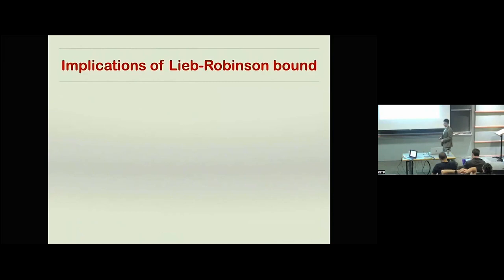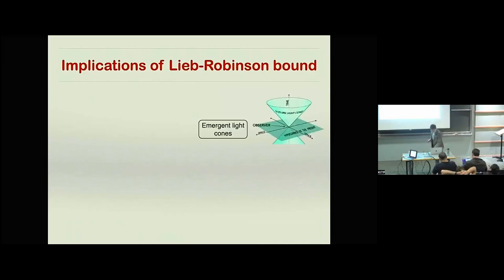And Lieb-Robinson bounds are, of course, important not only for bounding the speed of quantum state transfer. In this case, we basically know that sending information through a quantum lattice actually has to happen at a finite speed if you have short-range interactions. So this gives you basically emergent light cones.